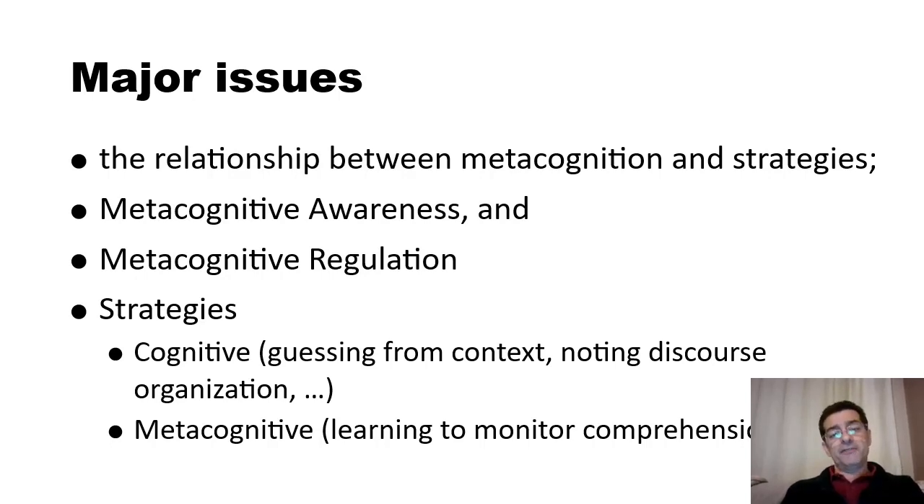Strategies have often been defined on two levels: cognitive and metacognitive. Cognitive strategies have commonly been described as strategies that the reader is trained to use, such as you can see here, guessing from context, or noting the discourse organization, or recognizing a transition phase. Sometimes skipping a word as you're reading a passage. When you don't know a word, you might just forget about it and skip it. That's a cognitive strategy you're using.